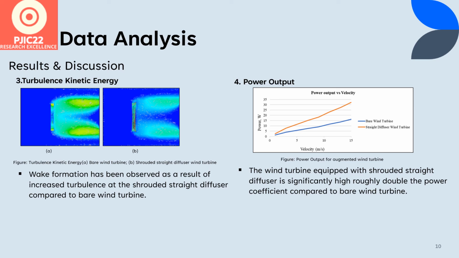Last, we go to the power output. The power output for both wind turbines can be seen in the figure. The wind turbine equipped with shrouded straight diffuser is significantly higher, roughly double the power coefficient compared to the bare wind turbine.